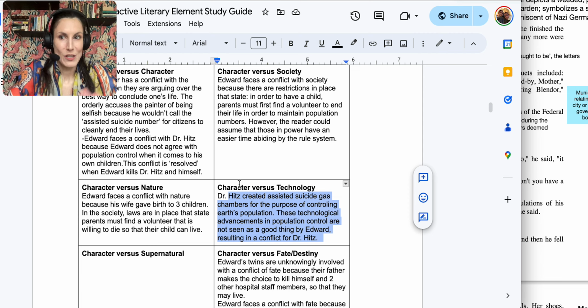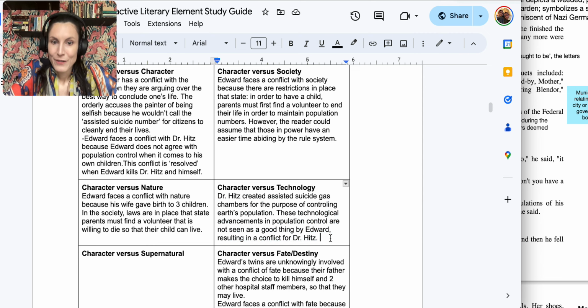This was supposed to be super shocking to readers because remember, we're in like the 60s. So World War II was 20 years away. People would have remembered all of this stuff. It was a horrible, horrible thing to this day. So these technological advancements in population control are not seen as a good thing by Edward, resulting in a conflict for Dr. Hitz. So Dr. Hitz's conflict with Edward kind of stems from the fact that he's the one that built the gas chambers.